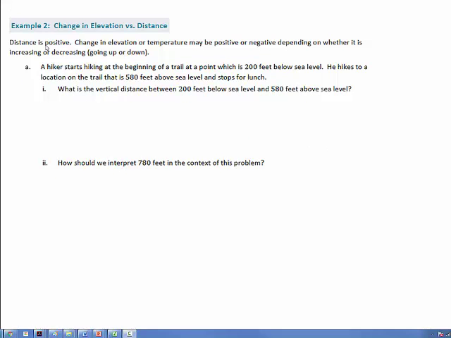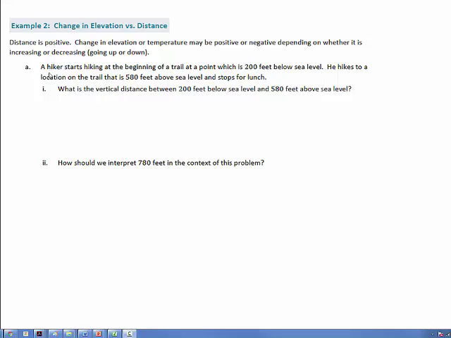Let's take a look at example 2. We're going to talk about a change in elevation versus distance. Distance is always positive, but a change in elevation or temperature may be positive or negative, depending on whether it's increasing or decreasing. That means going up or going down.